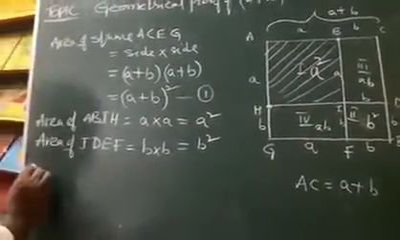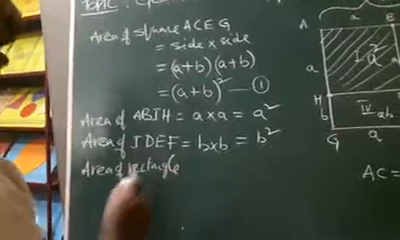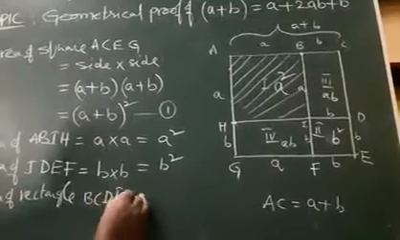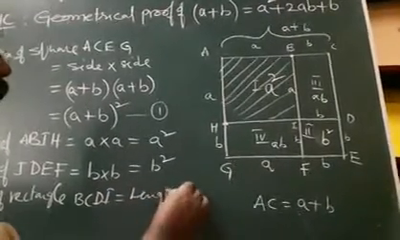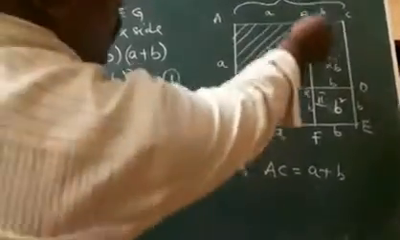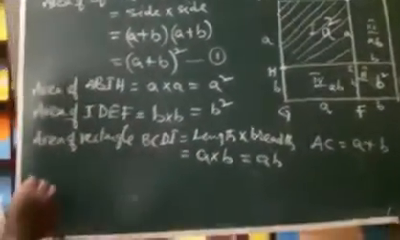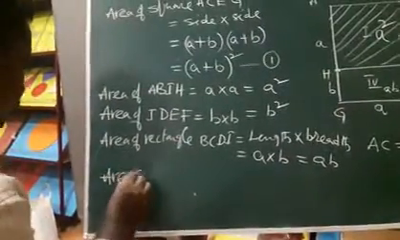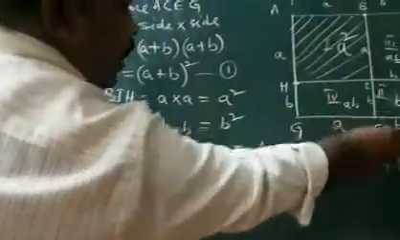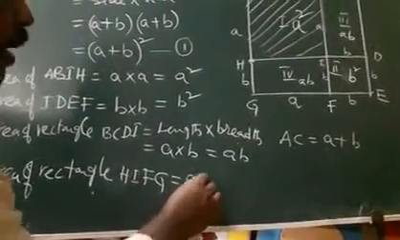Now see, area of rectangle BCDI is equal to length into breadth, which is equal to, what is its length? A. What is its breadth? B, which is equal to AB. Now see, area of one more rectangle, HIFG, which is equal to A into B, which is equal to AB.